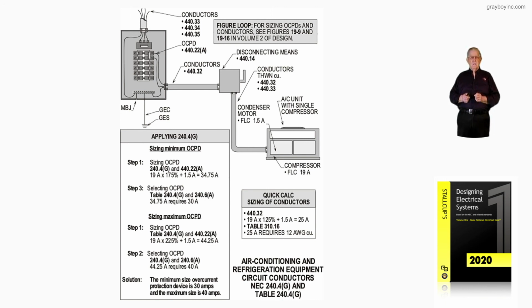So that's what this figure 9-8 is all about. Sizing the conductors, which are going to be smaller than the overcurrent protection device, and sometimes the overcurrent device will be larger than what is permitted in 240.4(D), as in dog, by applying Table 240.4(G). So that's what this figure is illustrating.